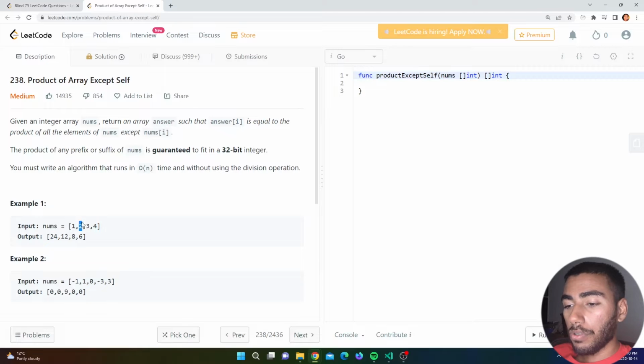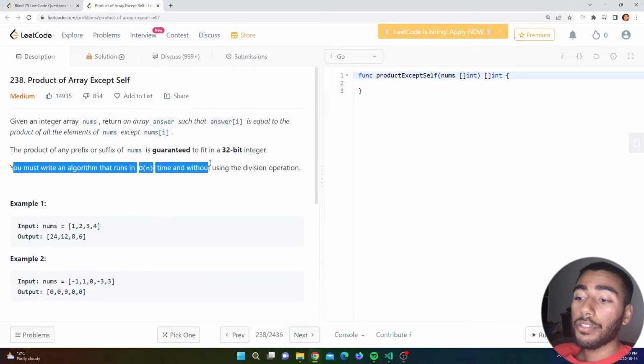This number 2 is the product of the rest, so 1 times 3 times 4, which is 12, so we put that here. And 3 at index 3 is 4 times 2 times 1, which is 8, and then the last one, which is 4 over here, is 3 times 2 times 1. One of the tricky things about this is that it says you must write an algorithm that runs in O(n) time without using the division operator.